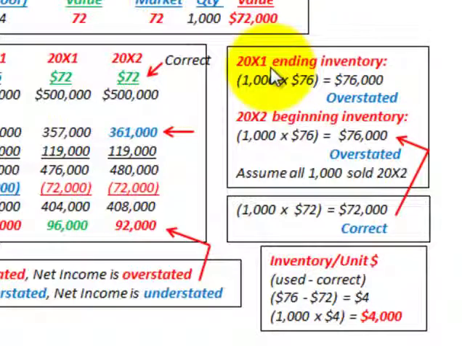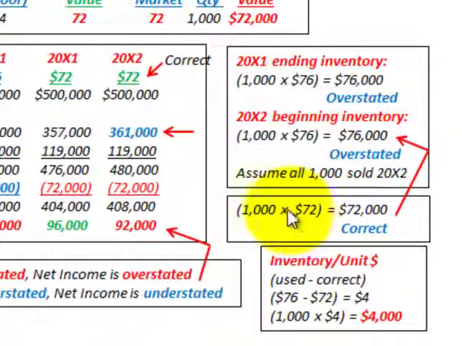So our ending inventory here in 20x1 would be overstated at $76,000. And remembering, our ending inventory in 20x1 becomes the beginning inventory in 20x2. Again, same amount, 1,000 units at $76 for $76,000. The beginning inventory in 20x2 would be overstated here, and we assume that all 1,000 units are sold in 20x2.